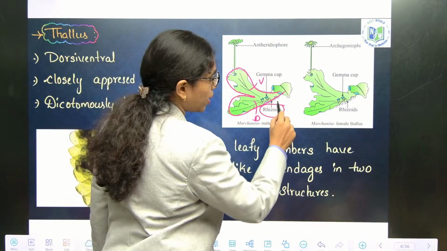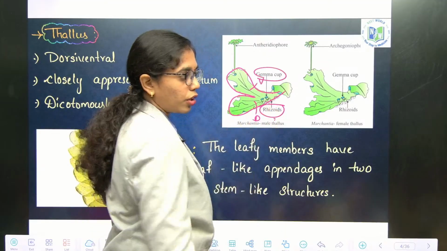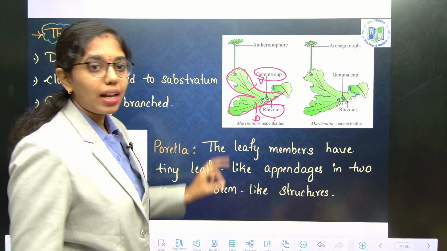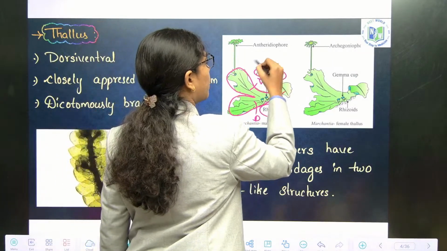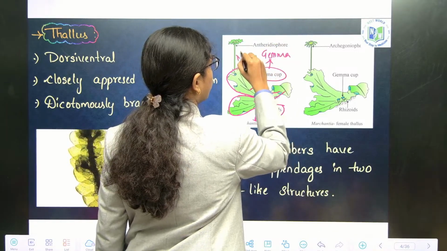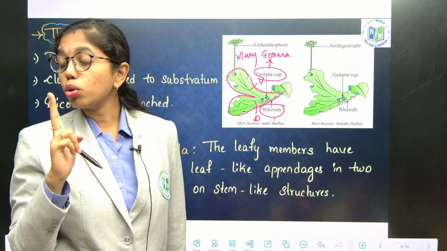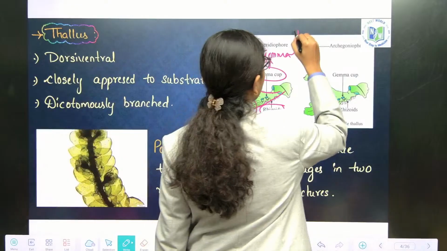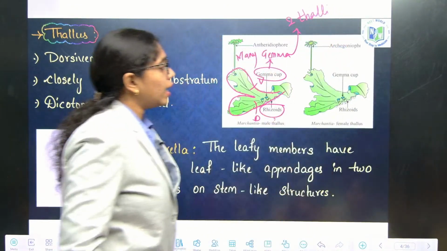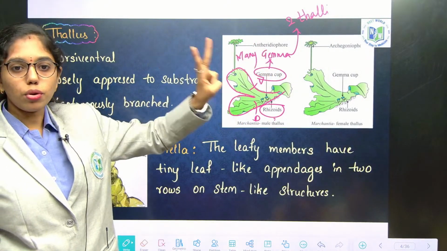Rhizoids are present where? In the ventral part. And gemma cups are present where? In the dorsal part. Each gemma cup will have numerous gemmae, many hundreds of gemmae. One gemma will give rise to 2 thalli. Remember this.